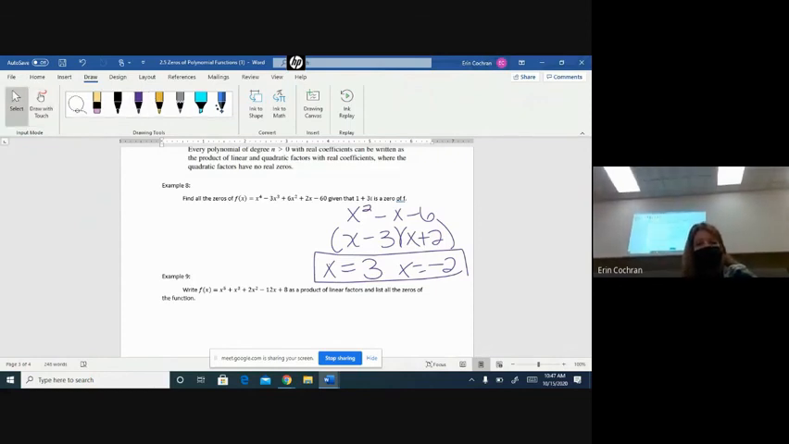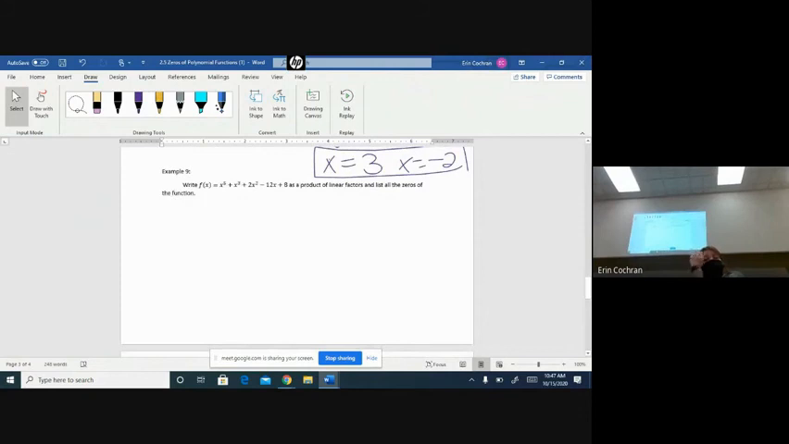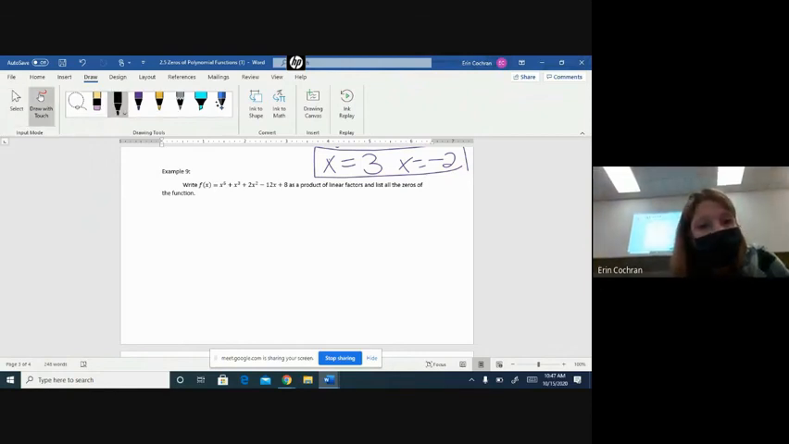All right. So write f of x equals x to the 5th plus x cubed plus 2x squared minus 12x plus 8 as a product of linear factors and list all the zeros of the function. Guys, linear factors, if I have x plus 1 times x plus 2, aren't each of those linear factors? Yeah. So if we're looking for our linear factors into where we can factor it, don't we need to know our possible zeros? And once we know your zeros, you can plug it into your parentheses, can't you? All right. So what is my constant?